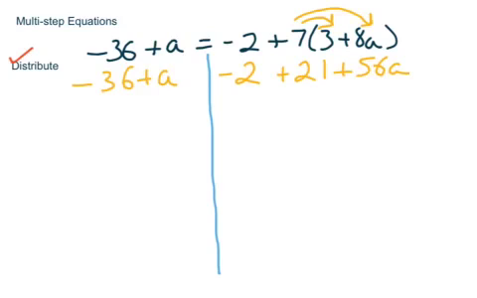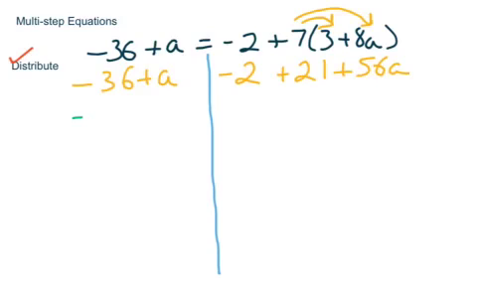Now the next thing I want to do is see if there's anything that I can combine on either side of the equation. On this one, negative 36 plus a, I can't combine anything. On this side, I have a negative 2, positive 21, and a positive 56a. I can combine that negative 2 and that positive 21. So I'm going to go ahead and do that.